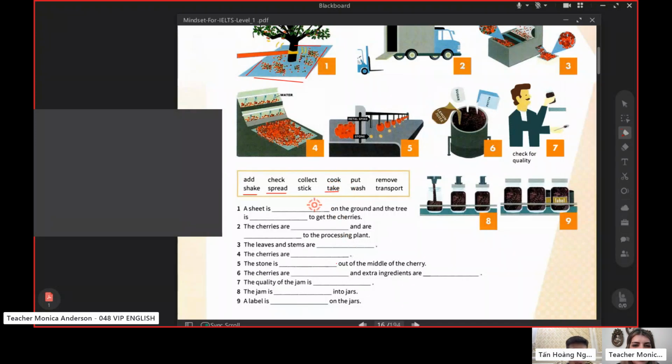The stone is taken out of the middle of the cherry. Again, the past participle of take is... oh no, it's taken out. Taken. Excellent. Taken out of the middle of the cherries. Okay.